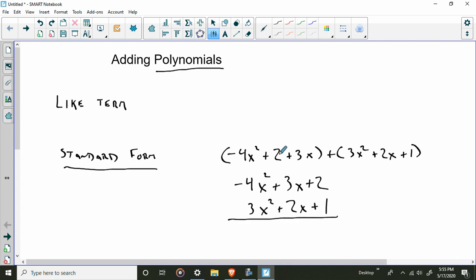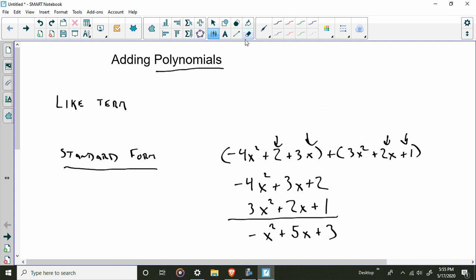Okay, so if you stack these the way they were, this is going to line up with this. That's no good. You can't add those together. This is going to line up with this. That's no good. You can't add those together. So put them in standard form and go ahead and add them up. -4 and 3 is going to be -1. 3 and 2 will be 5. And 1 and 2 will be 3.